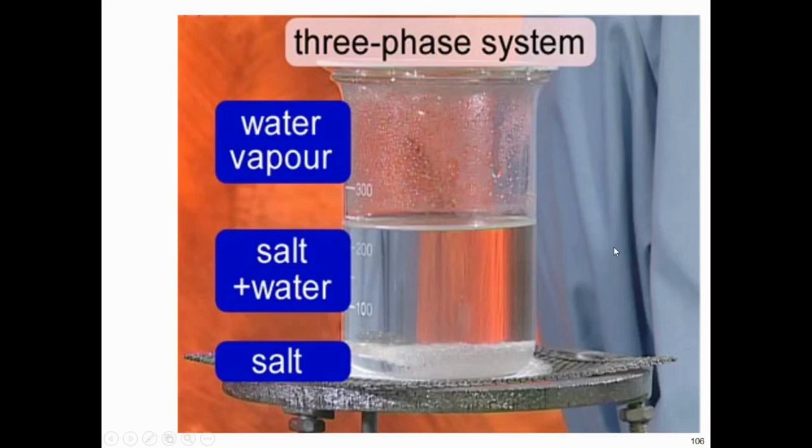Now let's look at this example. We have a beaker of salt and water where some of the water evaporates off on top of the liquid surface. So in the bottom of the beaker we have salt. In the middle of the beaker we have salt and water. And on top of the liquid we have water vapor. So there are three phases in this beaker. Therefore, this is a three-phase system.